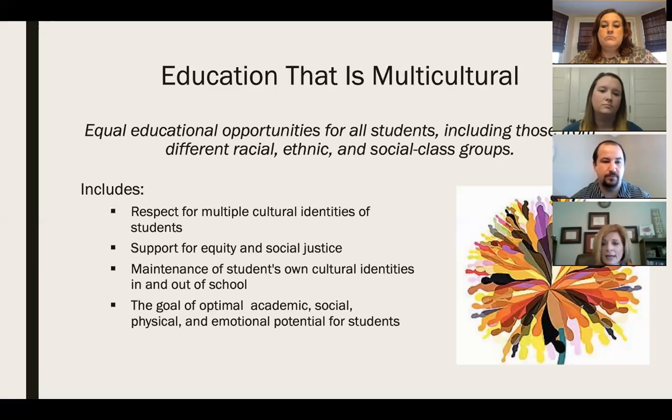But what that needs to look like in the educational realm is that it should include respect for multiple cultural identities of students, support for equity and social justice, and we should allow in our classrooms students to maintain their own cultural identities in and out of school. In other words, students shouldn't have to feel like they have to conform to who we are when they come to our classroom. We should create an atmosphere that embraces differences and gives value to them so that students can actually learn from each other and appreciate their differences.